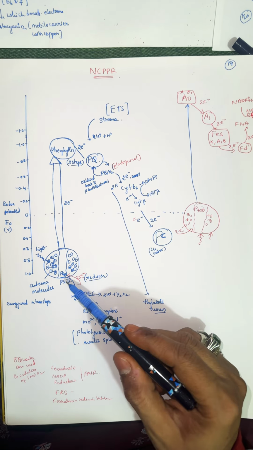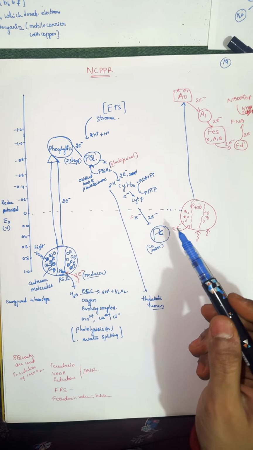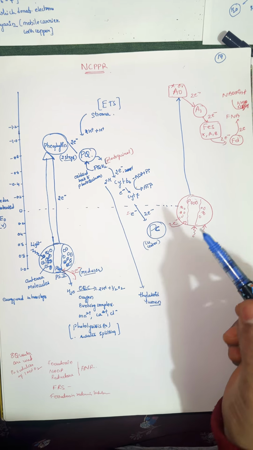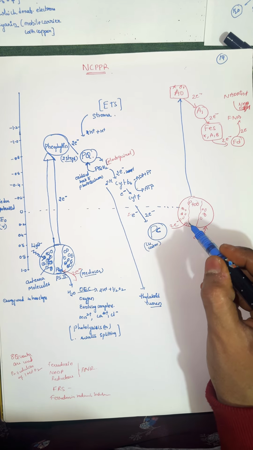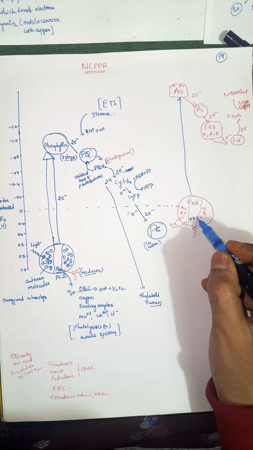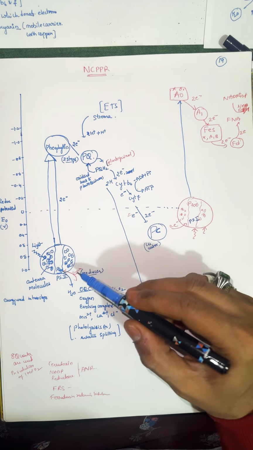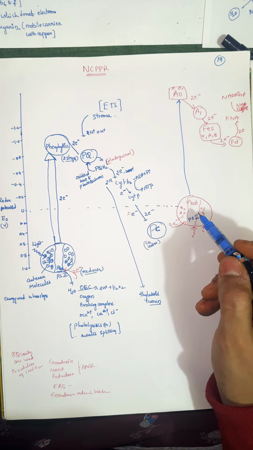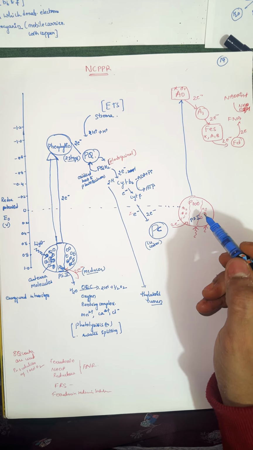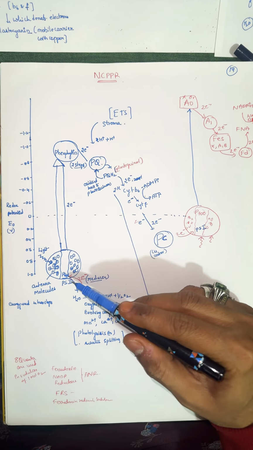The arrangement is like PS2 comes first and PS1 comes later. The numbers have been given according to their discovery, but not according to their function. When we see the function, PS2 comes first, later PS1. But in terms of discovery, PS1 was discovered first, and PS2 was discovered later.